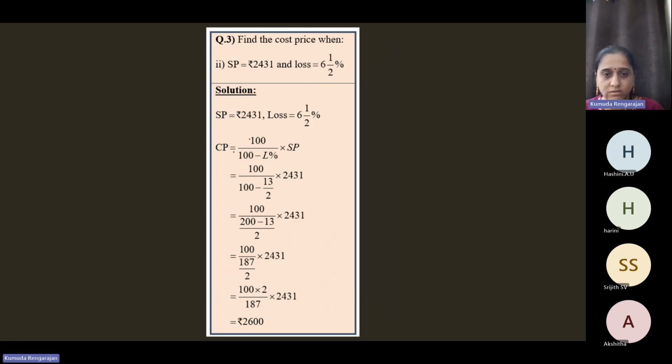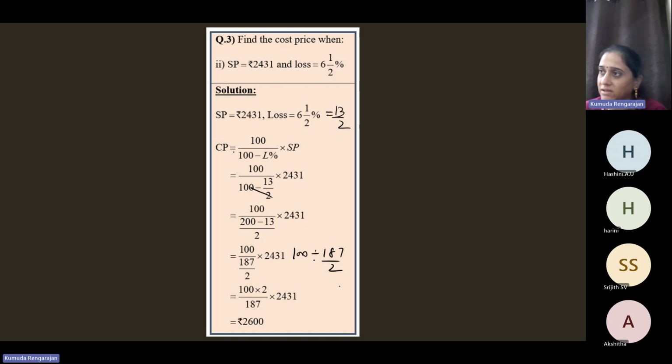So let's see this one, the calculation part. So 100 by 100 minus 6.5% is 13/2, right? 6 was 12 plus 1, 13, 13/2 into 2431. So 100 by 2 is a common denominator. So 2 into 100 is 200 minus 13/2 into 2401. So on subtracting, 200 minus 13 is 187/2. Now what is this? This is nothing but 100 divided by 187/2. Correct? Do that in your mind.